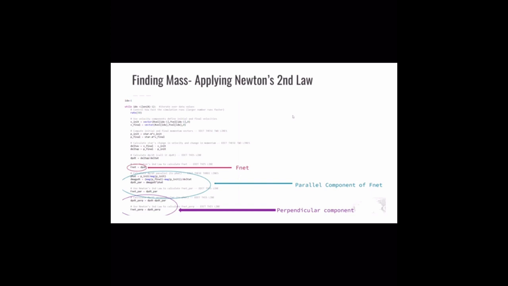In the red, we have F net, which is simply the change of momentum over time. And then the parallel component of F net is shown through us finding P hat first, and then using that to find F net parallel through P initial divided by the magnitude of the initial momentum. And then we just subtract the parallel component from F net to give us the perpendicular component, because F net is F perpendicular plus F parallel.